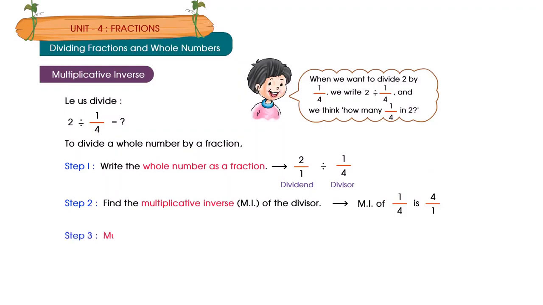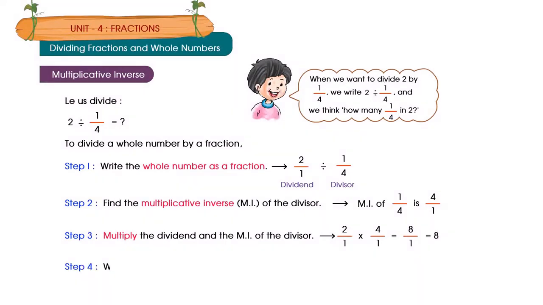Step 3. Multiply the dividend and the MI of the divisor. 2/1 × 4/1 = 8/1 = 8. Step 4. Write in lowest terms. 8 is in its lowest terms. 2 ÷ 1/4 = 8.